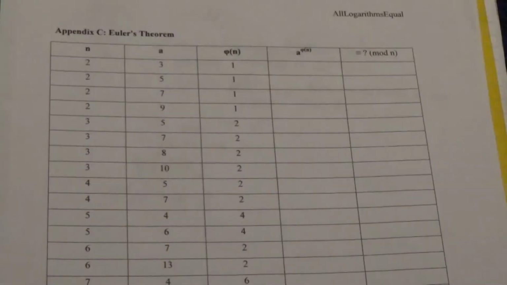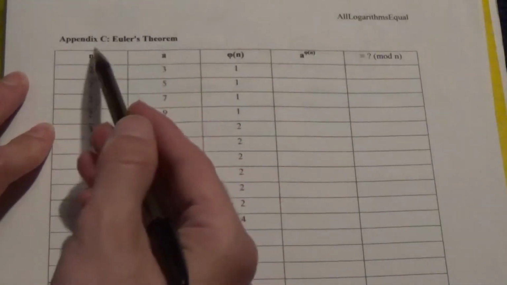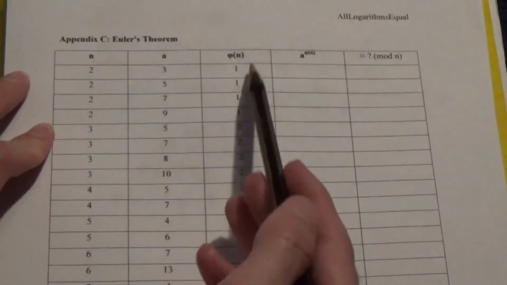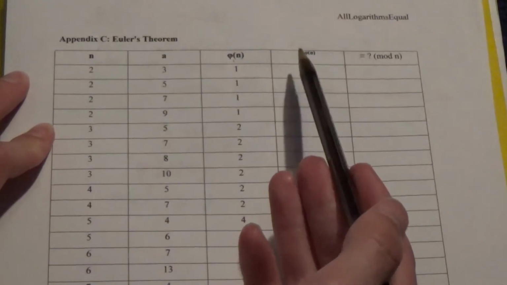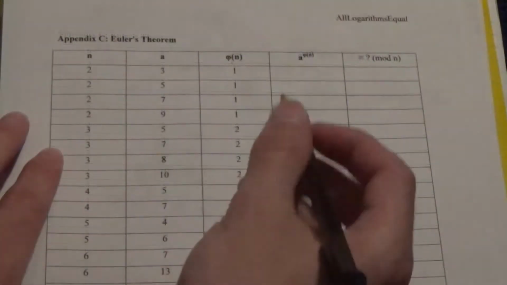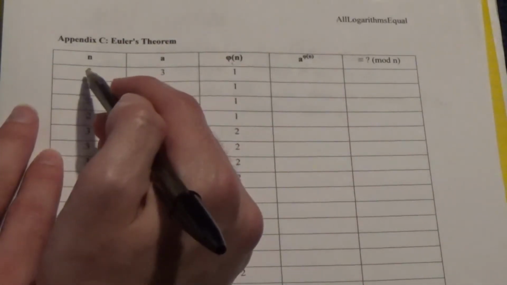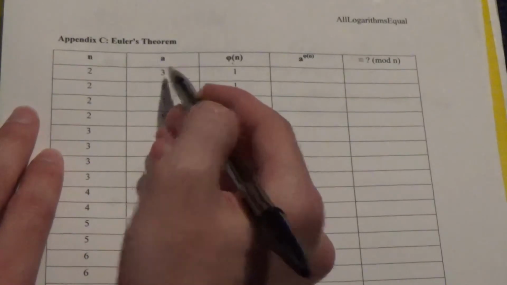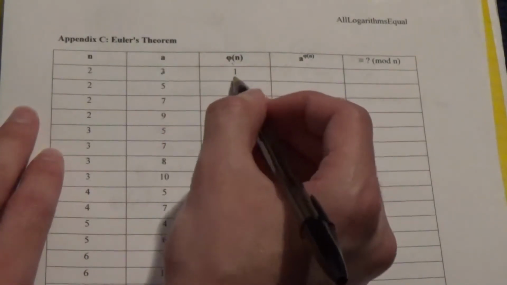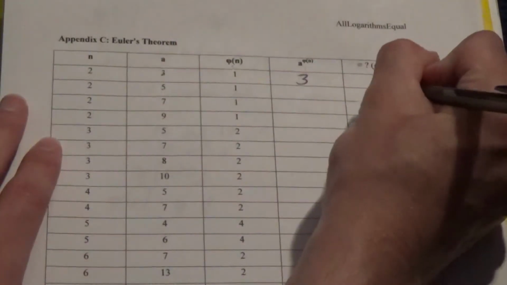And that is right here. Again, we're going to go through a few trials, and then we'll get to a more expanded table. We're going to start with a number n and a number a, which is again coprime to n, study phi of n, and then take a to the phi of n and record what that is modulo n. In this case, n equals 2 and a equals 3. We're taking 3 to the first, and 3 mod 2 is 1, because it's an odd number.